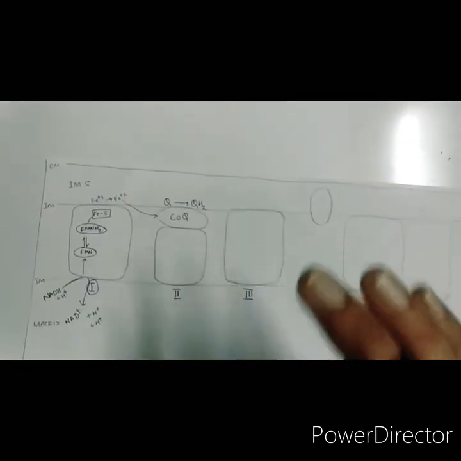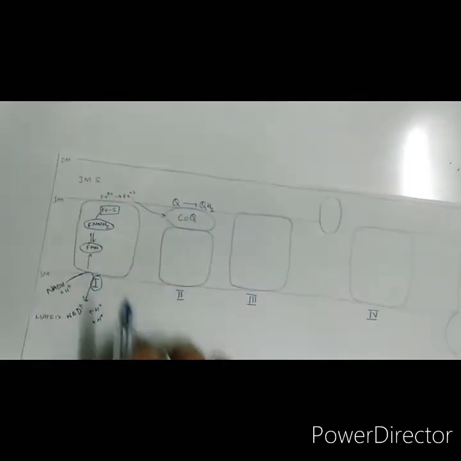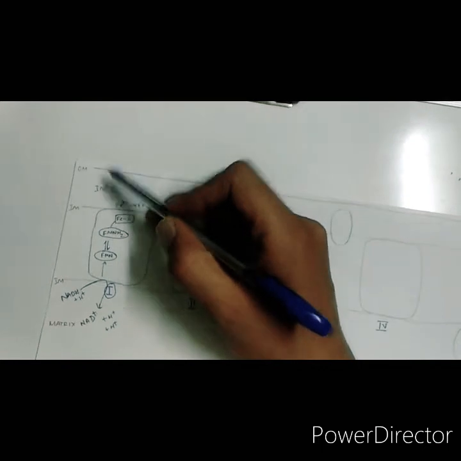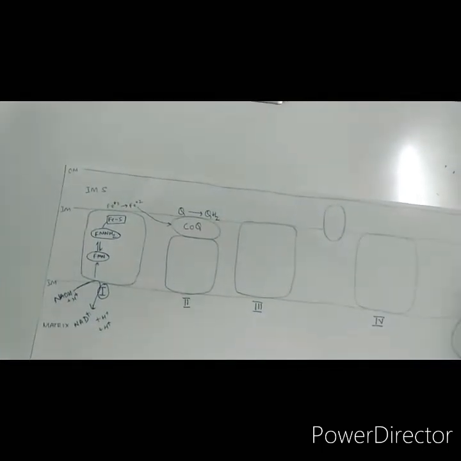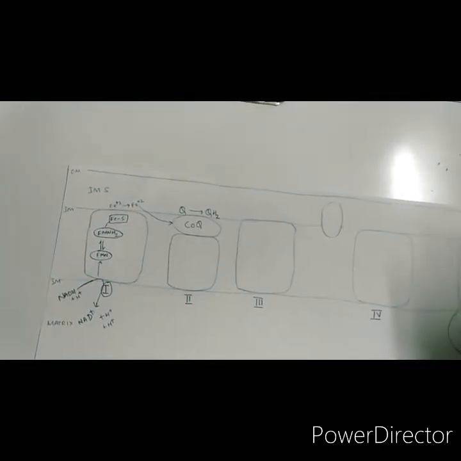Now here comes the important part. That is, there is a transfer of protons from the matrix. As we have learned, these membranes are impermeable to hydrogen, sodium, potassium, as well as to certain molecules like ADP, ATP and pyruvate. So specific carriers are required.